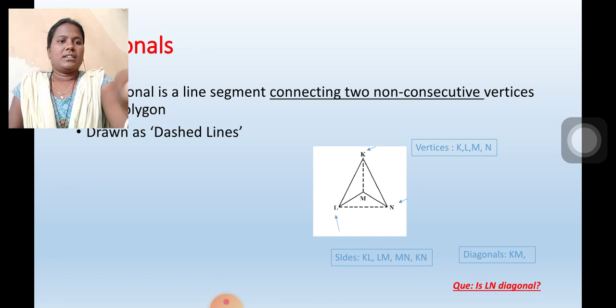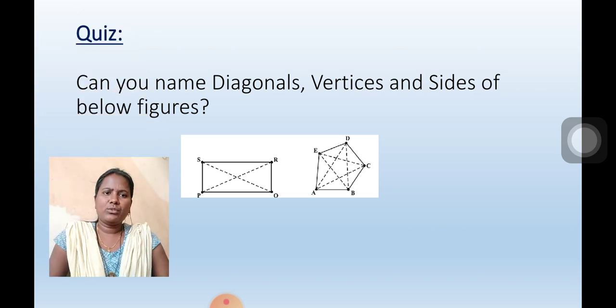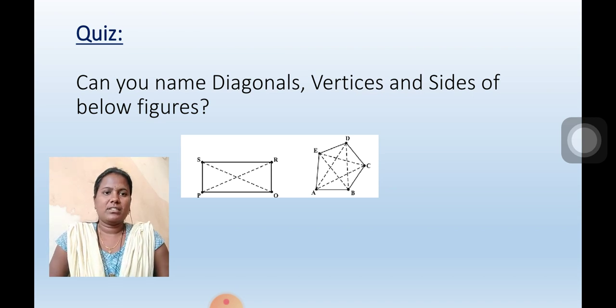Yes. Now, let us go with the next slide. Can you name the diagonals, vertices and sides of the below figures? Yes, observe the figures. A quadrilateral is given, a rectangle is given and a pentagon is given.